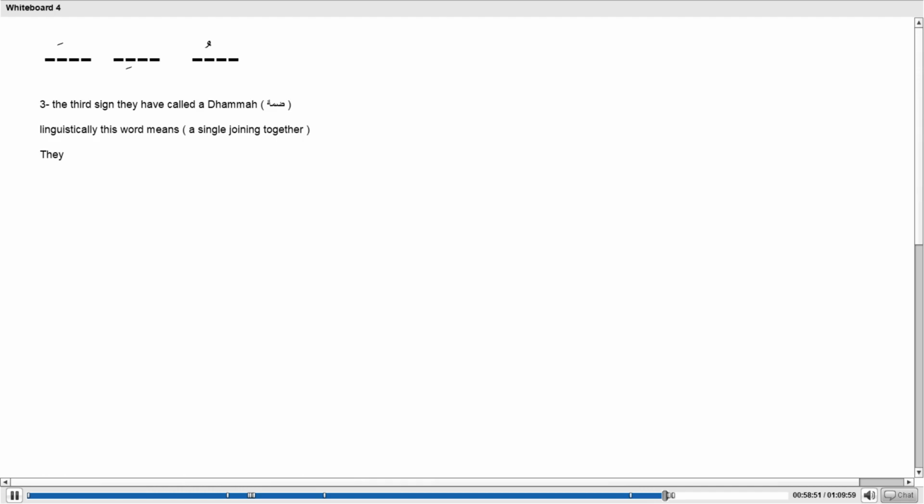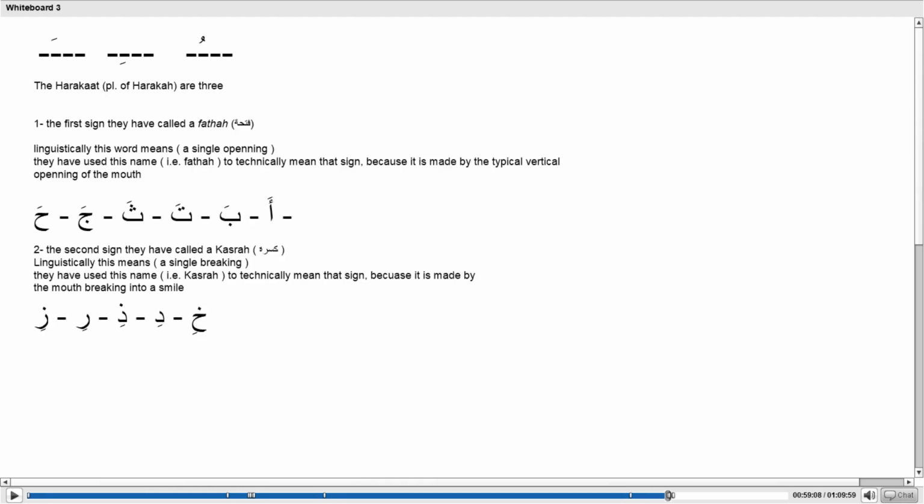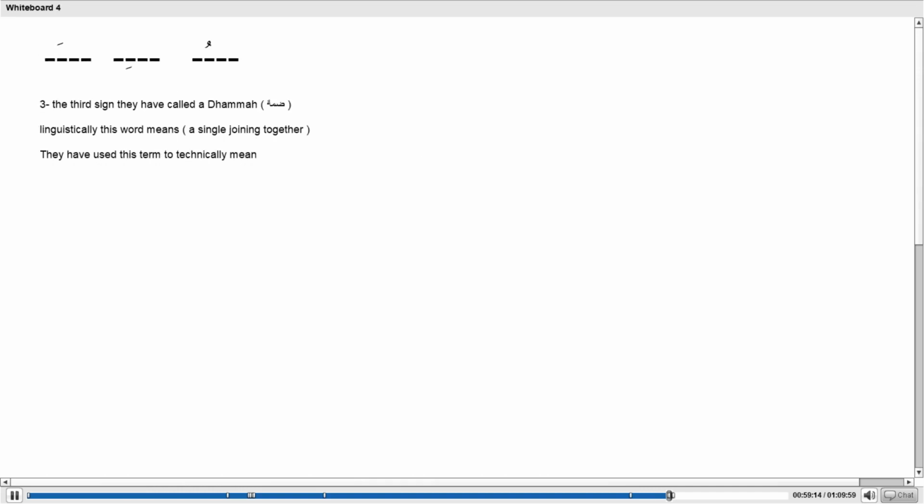They have used this term to technically mean that sign because it is made by joining your lips together, puckering your lips together in an O shape.